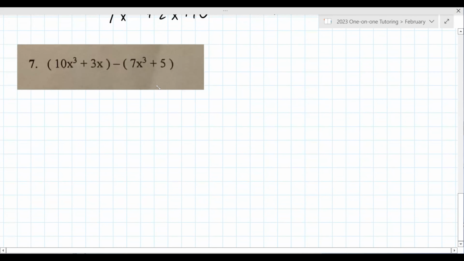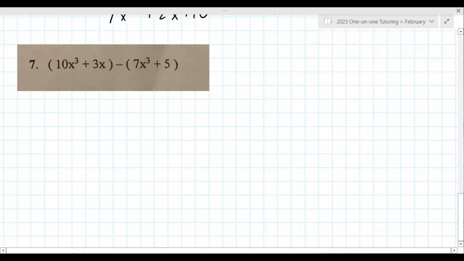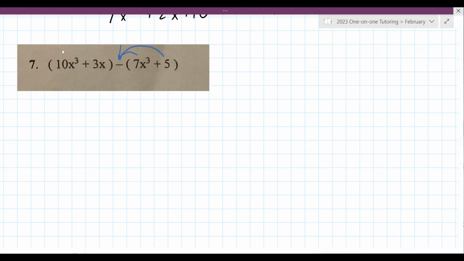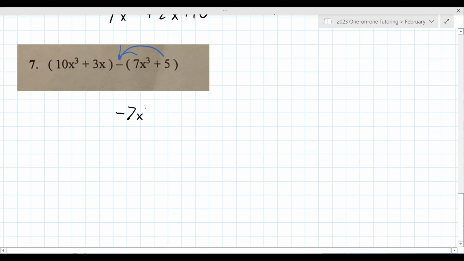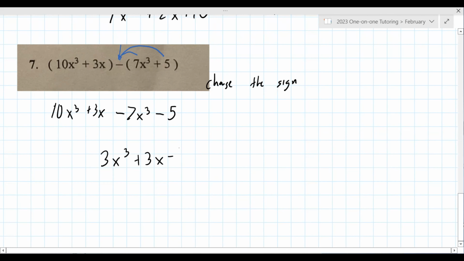Okay, so number 7, kind of the same deal here, but this time you do have a reason to hold the parentheses. You've got this negative in the middle, and that applies to both terms inside parentheses. So it's minus 7x cubed minus 5. You change the sign. Change the sign. So it's 3x cubed plus 3x minus 5. Yep, you got it.